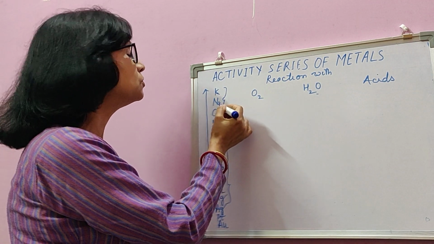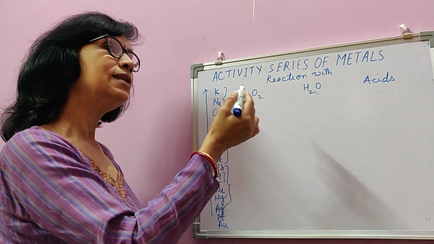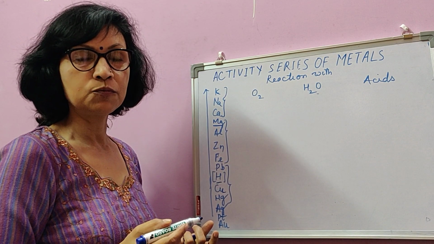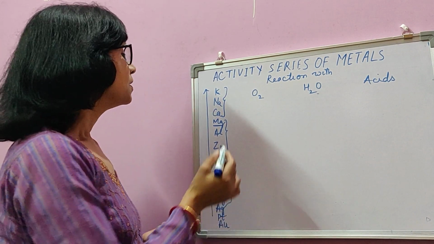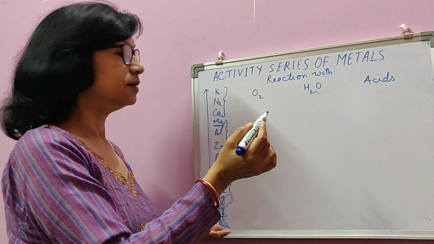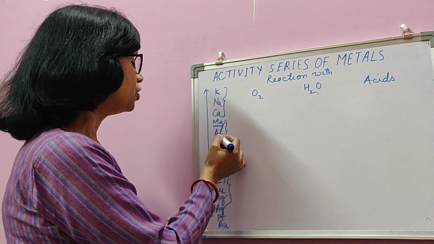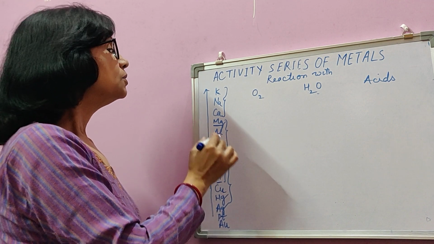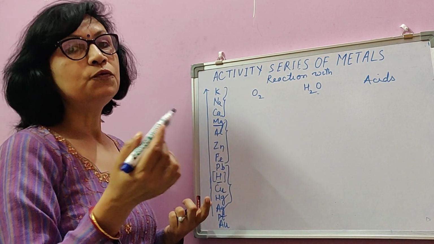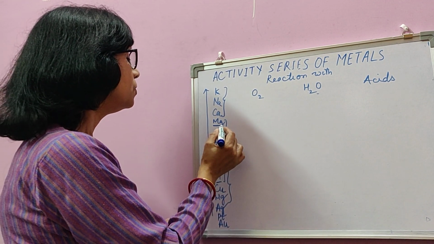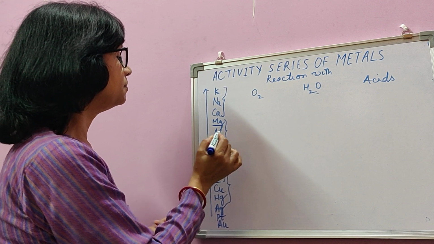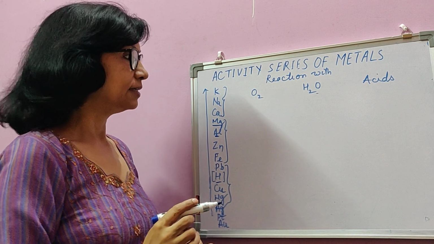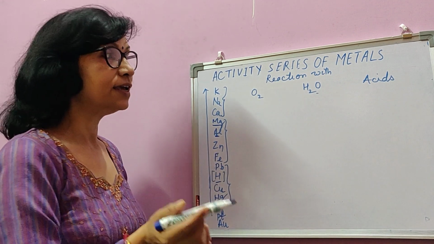Sodium and potassium are so active that if we just leave them open in oxygen at any temperature, they will react with it to form their corresponding oxides. Calcium needs a bit of heating, whereas magnesium, aluminium, zinc, iron, etc. are comparatively less active, so they need to be heated to form their oxides. Though aluminium sometimes, even at normal temperature, can form a little bit of oxide with the oxygen of the air.